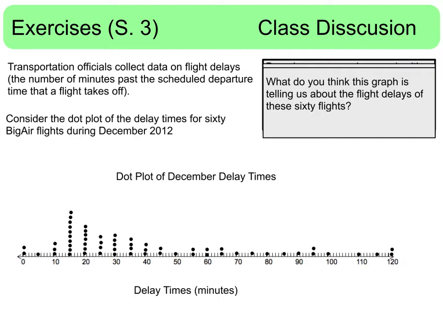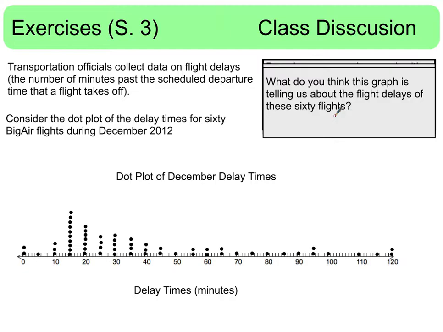So they want us to consider this dot plot of the delay times for 60 Big Air flights during December 2012. Here, if we just look at the dot plot, we've got from 0 minutes to 120 minutes late. This is a dot plot for December delays. Some of the questions that might be brought up is like this one right here.